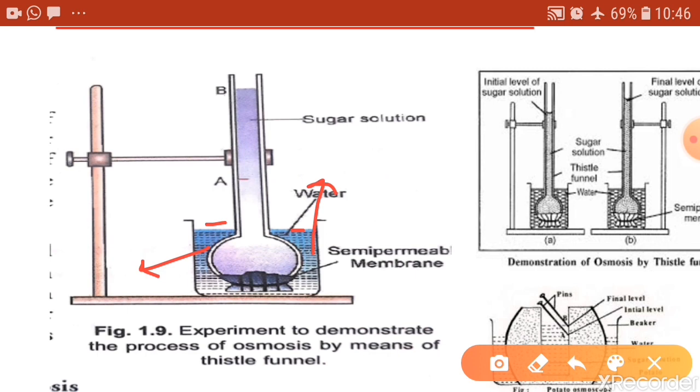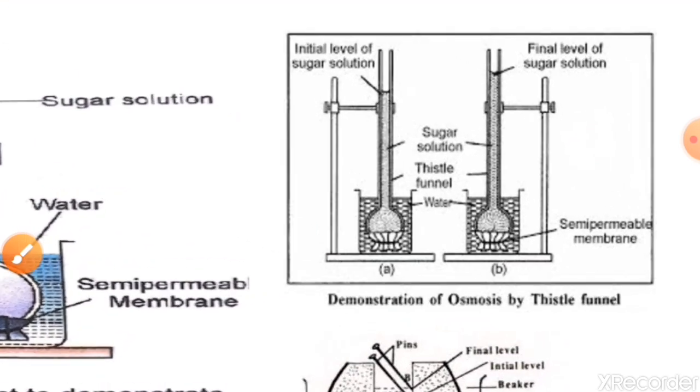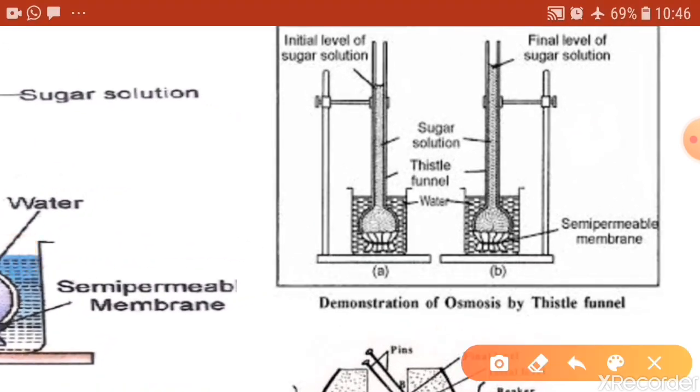For some time you have to leave the setup. Let's see what happens after some time. This is the initial part of the activity, where you mark the level in the thistle funnel. The funnel has sugar solution, and outside in the beaker there is water. So leave it for some time.